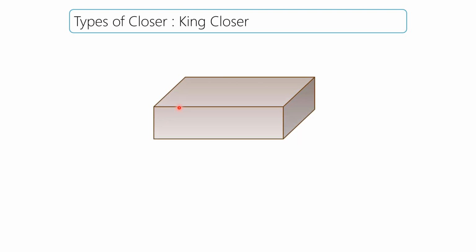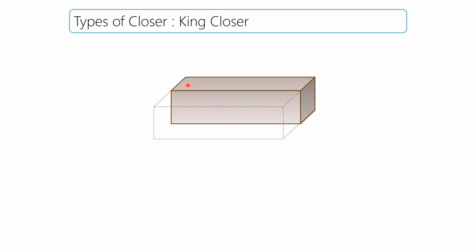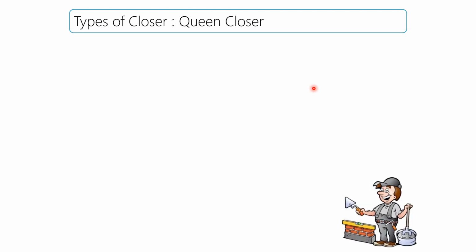Now that is a brick. So let's see what a king closer is. If we cut the brick on the longitudinal side into two parts, then the half portion of the brick is called a king closer. Now, what is a queen closer?